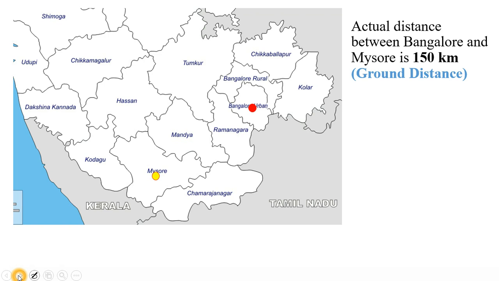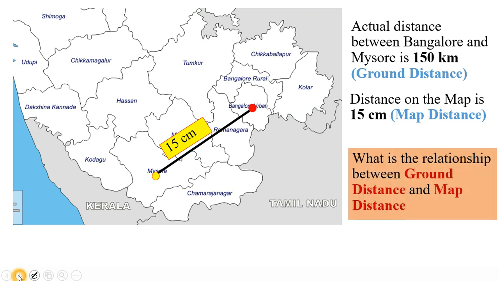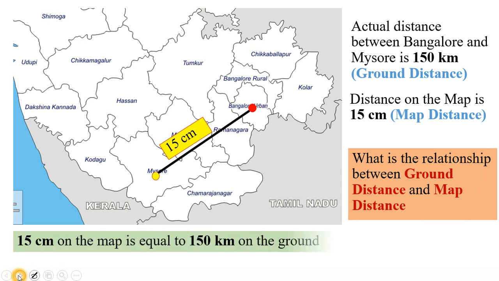And this is the map. On the map, when you measure using a normal scale, it's 15 centimeters. The distance on the map is called the map distance. So we have 2 values here, ground distance and map distance. What relationship can you infer from this? What is the relationship between ground distance and map distance? Yes, 15 centimeters on the map is equal to 150 kilometers on the ground, correct? So 15 centimeters on the map actually represents 150 kilometers on the ground.